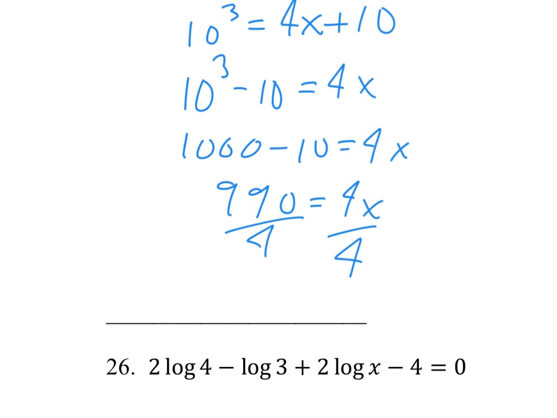So 990 divided by 4 is what we get for x, and that's 247.5. If you wanted to, that one's also the same as 495 over 2, if you prefer a reduced fraction. I don't mind the 247.5 because it is exact, that's not rounded, so I'm perfectly fine with that.